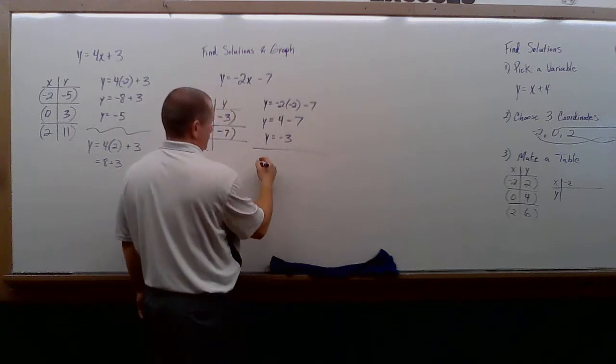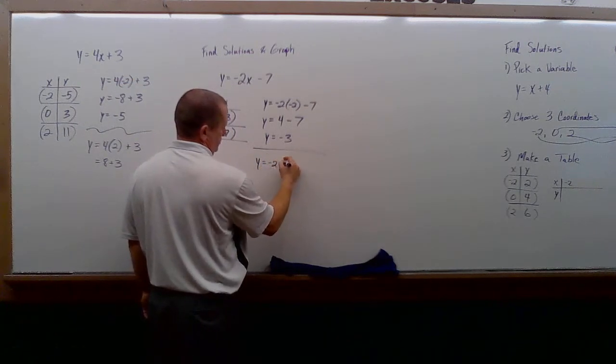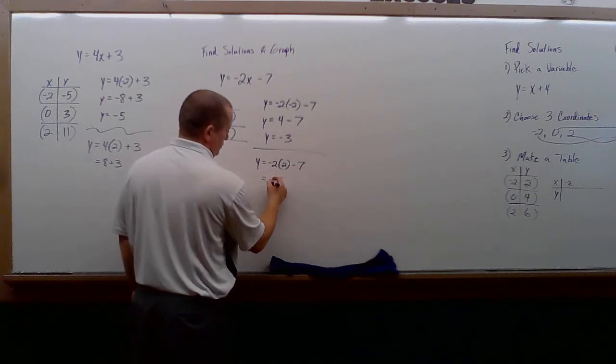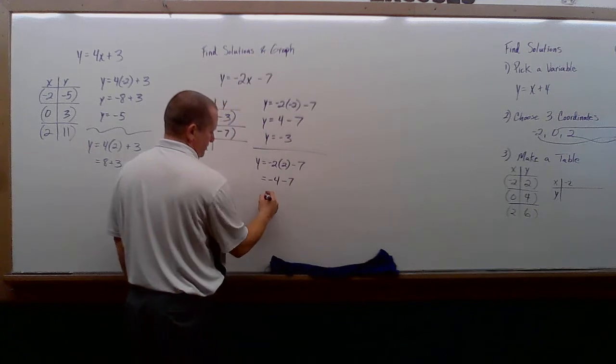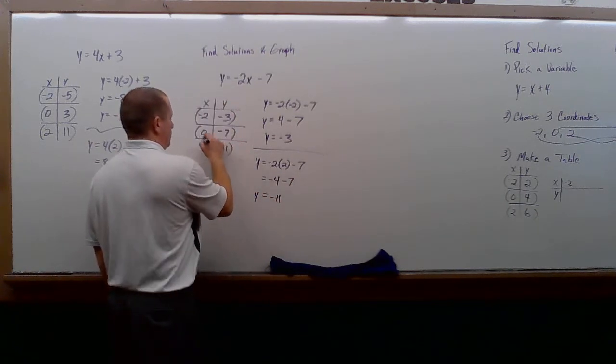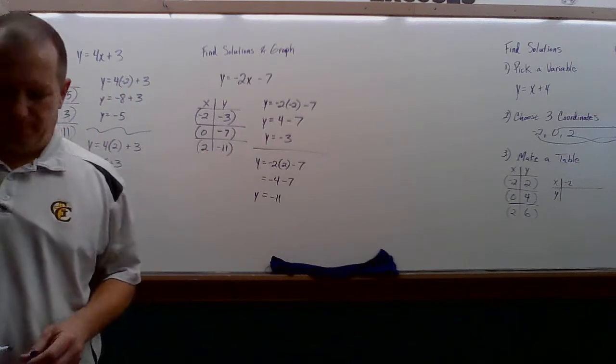And then last but not least, we put in positive 2. And then we'll simplify it. Negative 2 times 2 is negative 4, minus 7. So we get negative 11 for my last y. And that's the last coordinate of my last ordered pair.